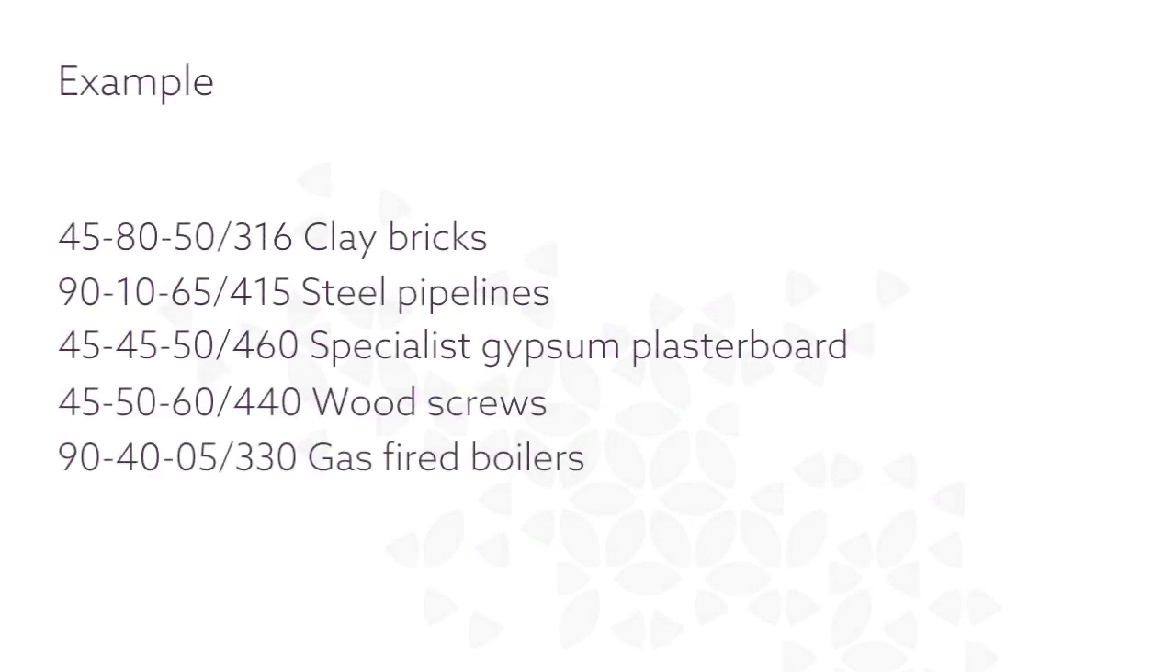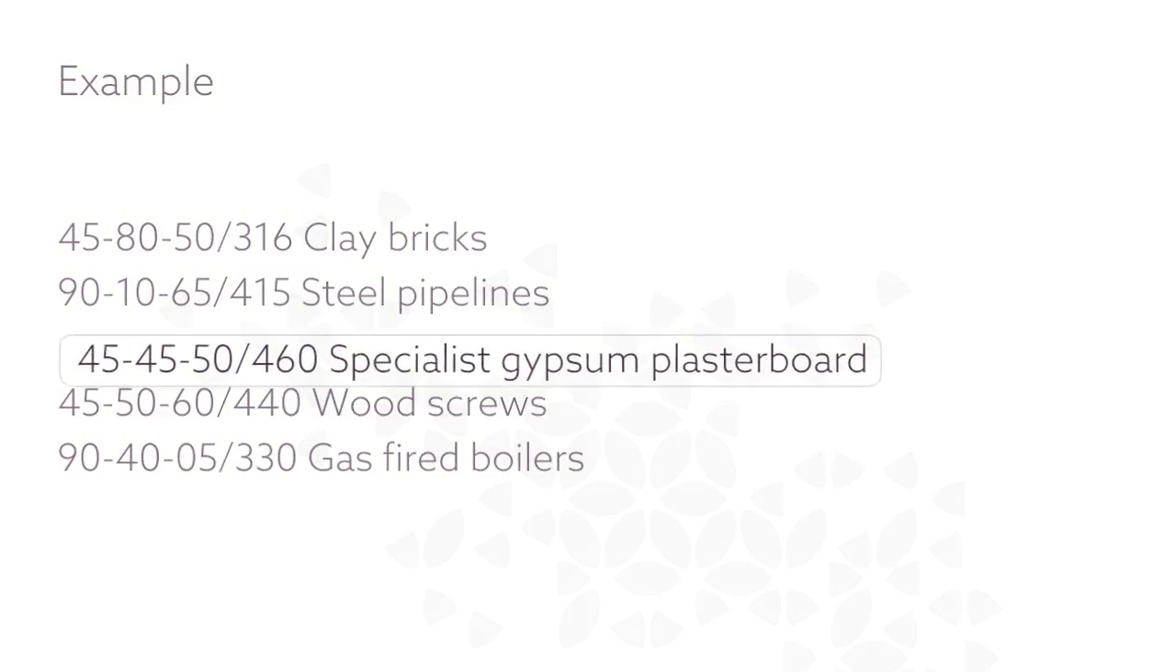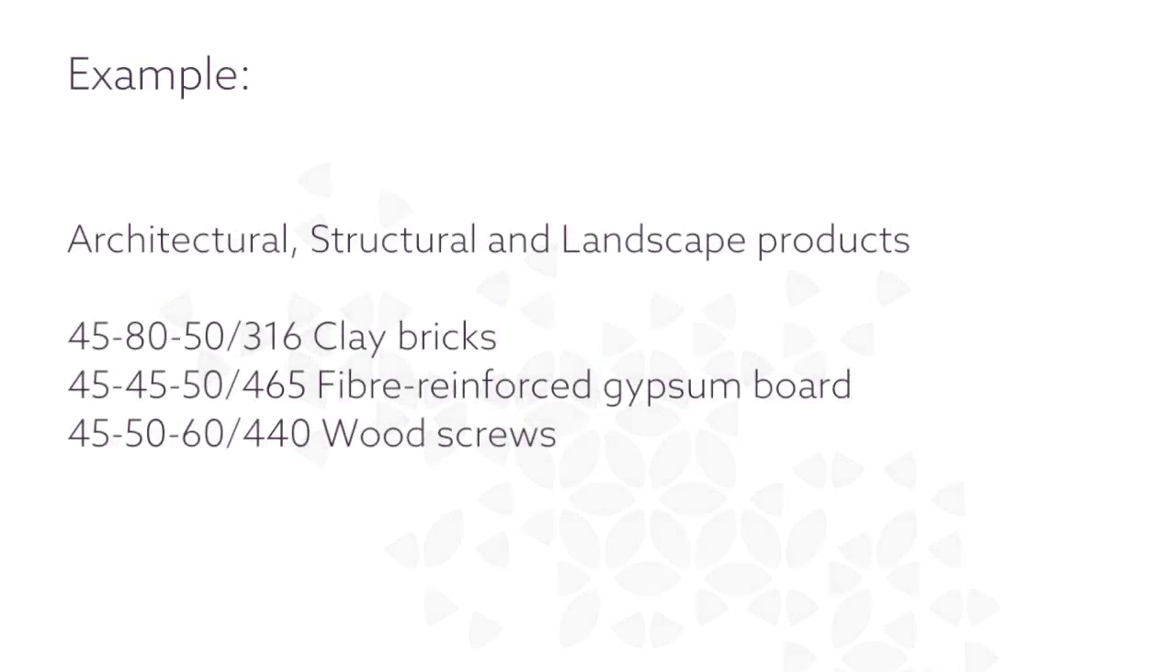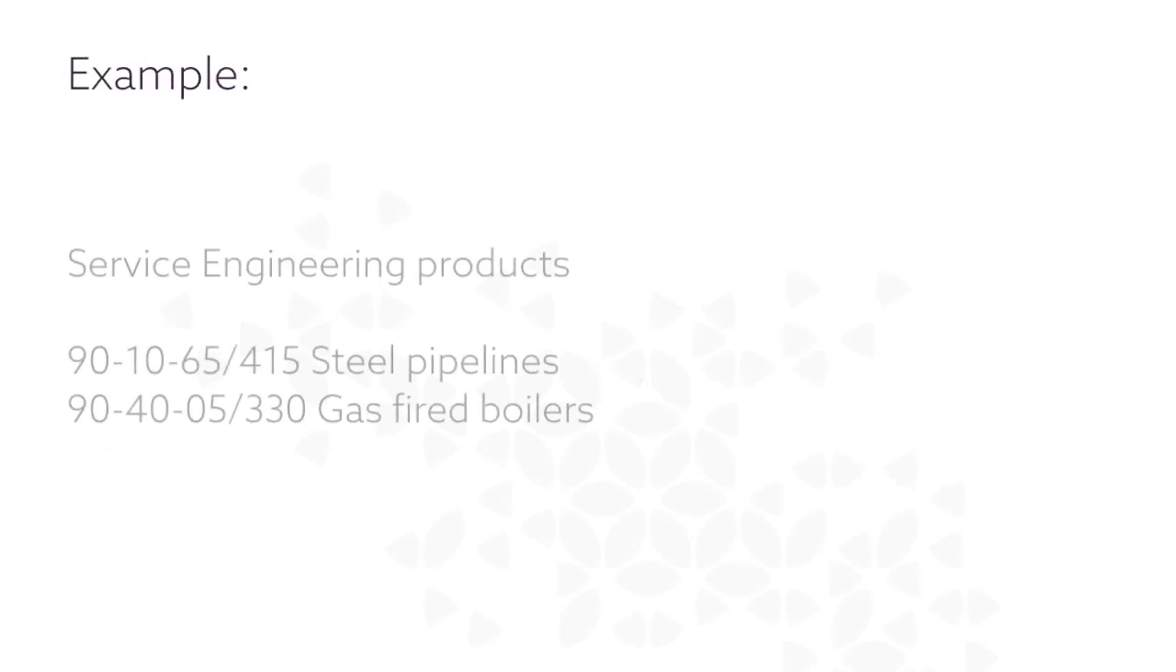As clauses describing products and materials have unique classifications, in NBS Create they can be shared by a number of systems in the specification. For example, the same clause describing gypsum plasterboard may be specified to be used in a wall lining system as well as a number of partition systems. Note that all architectural, structural and landscape products are classified in the group that starts with the number 45, while engineering products are classified in the group that starts with the number 90.